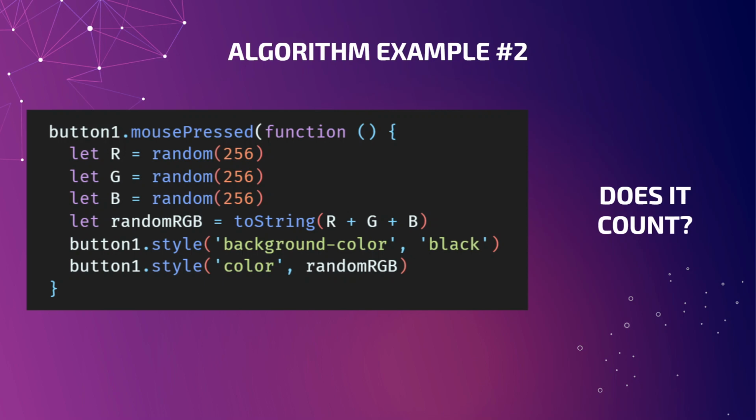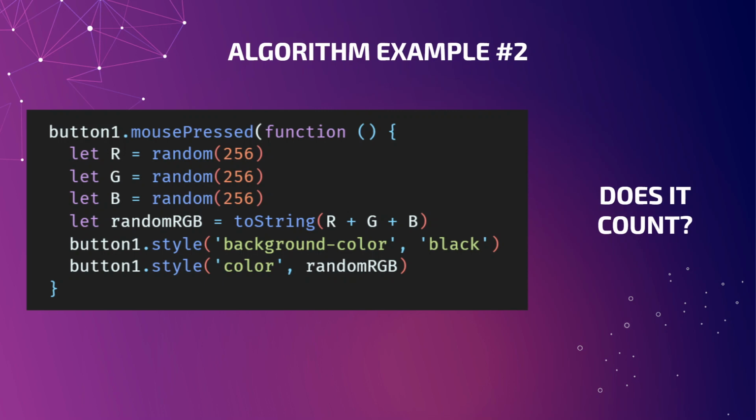Okay, how about this one? So we have a button 1, mouse pressed, callback function. We have 3 variables, random, that's just going to generate an RGB every time the mouse button's pressed. And then we have a combination of those RGB to a single string. And then button 1 style, background color sets background color, and color is going to be that random RGB. Now, ignore the obvious errors here, right? That this actually wouldn't work and probably throw an error.